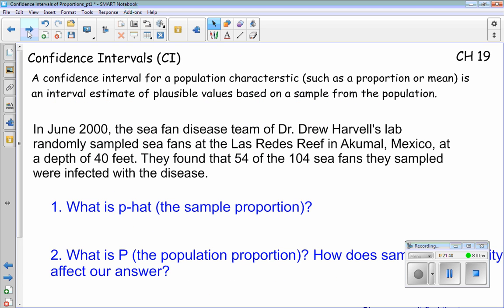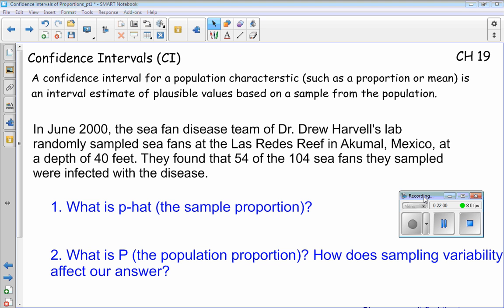Sorry, we've already done this. So we need to think about what a confidence interval really is. Okay? And I want you to read this sentence, and we're going to try to figure out how we can come up with some answers to the question, okay? So 15 years ago, this Dr. Drew, not the Dr. Drew y'all know, but the other Dr. Drew, randomly sampled some sea fans in a reef in Mexico.